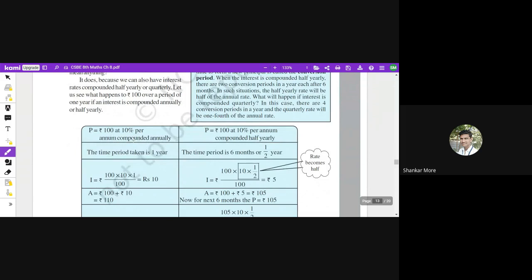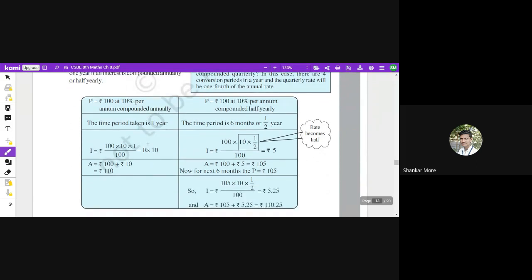So our principal amount is 100 rupees, and the interest rate is 10% per annum compounded annually. So the time taken is 1 year. So if we calculate interest on this, it is going to be 10 rupees, and the total amount is going to be 110. Here we have used the formula of simple interest or SI. So you must know that SI and CI are the same for the first year. Right. Now principal is again 100 rupees, rate is again 10% per annum, and it is compounded half yearly. Now let us see how this makes a difference.